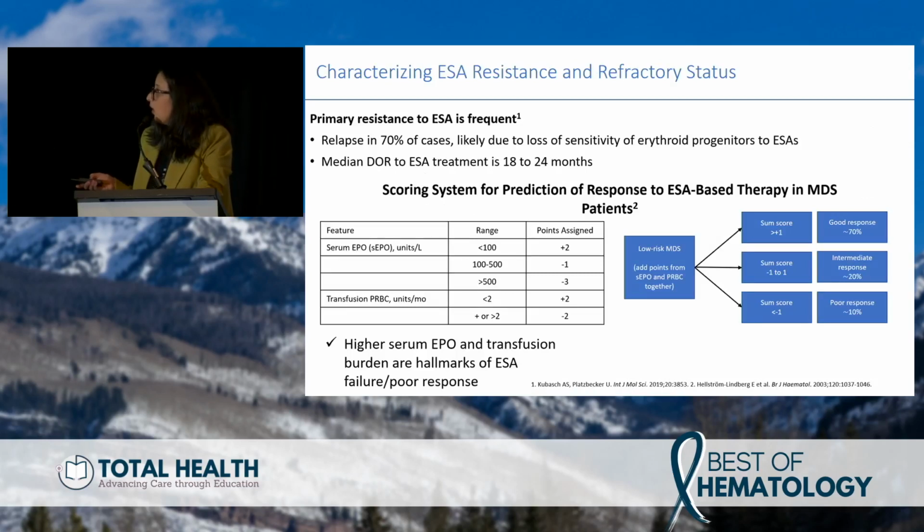Kubash have actually also come up with a scoring system for predicting responsiveness to ESA-based therapies. And this is, again, you can just look at the level of the EPO level and the transfusion units that your patient is receiving. This is helpful in the sense that it helps you realize which patients might have a good response to EPO versus who might not have a good response, because unfortunately the primary resistance is quite frequent, and patients do ultimately stop responding to EPO, which is an issue we still see.